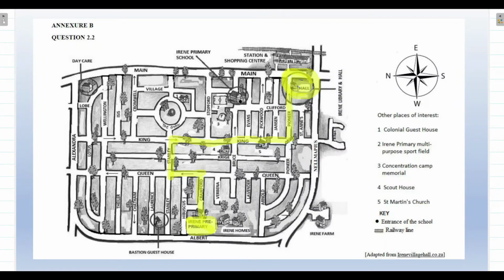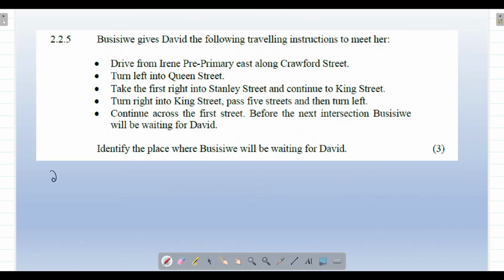Okay, so we're going to write that down. Question 2.2.5. This is the answer. She is going to be waiting for David at Irene Library and Hall. You will get another 2 marks for that. So just for that answer, you are going to get 3 marks for being able to follow the directions that Busisiwe gave. Okay, let's go to question 2.2.6.